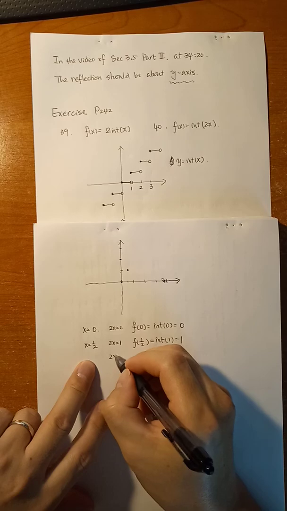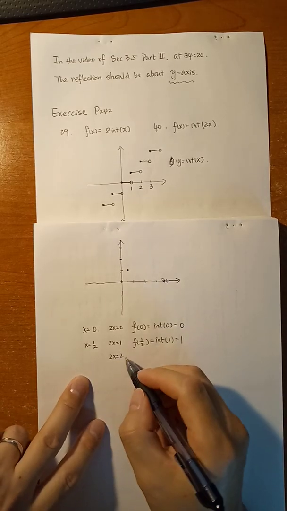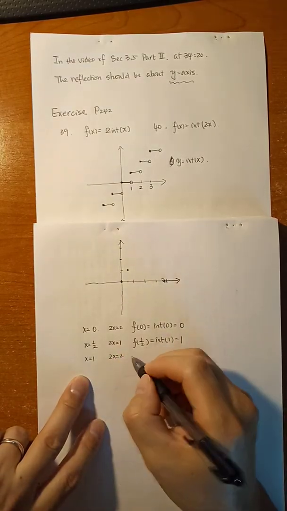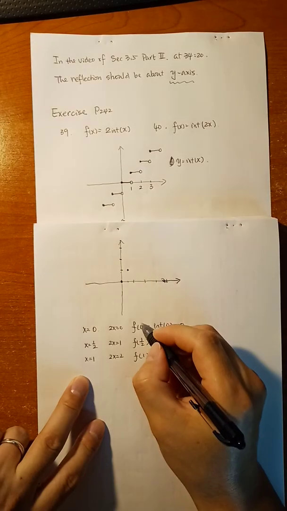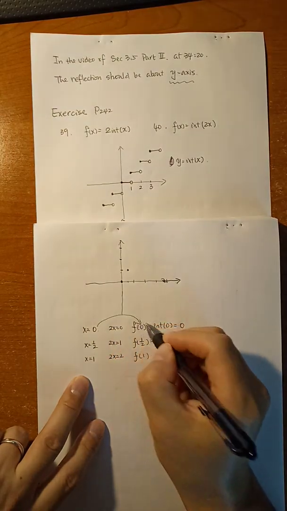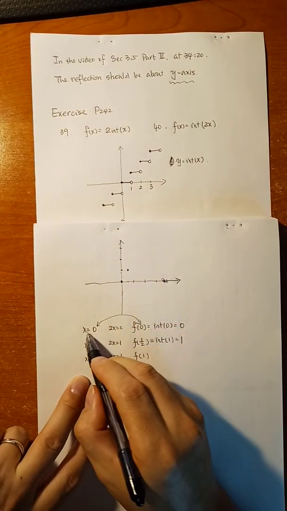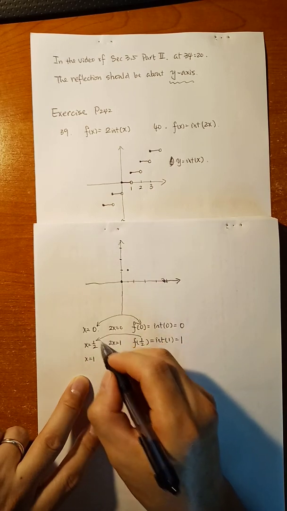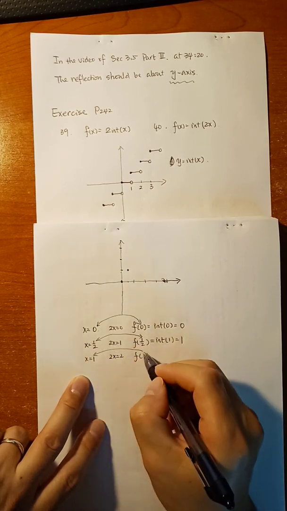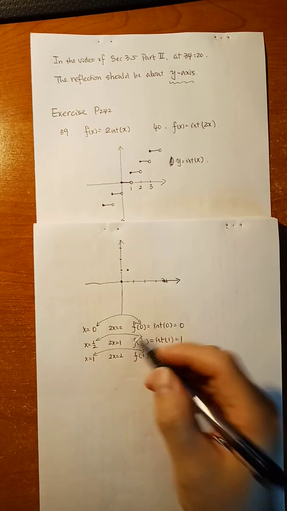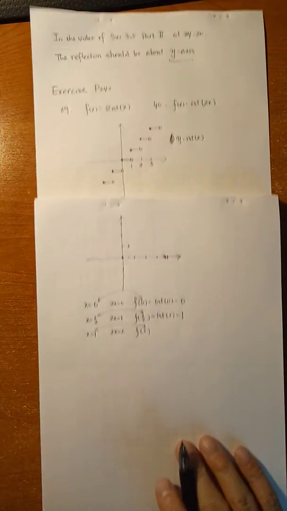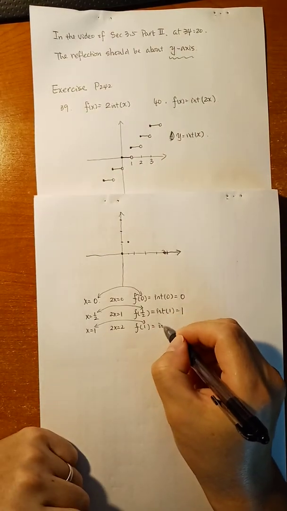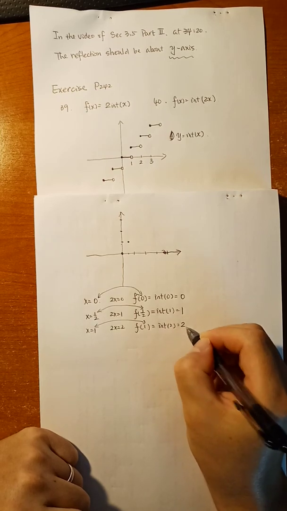And then you move to number 2. 2x is number 2, then x is 1. Then f of 1. This input corresponds to the x. Not this part. This part is from the original stuff. Okay, so the integer part of 2, you get 2.